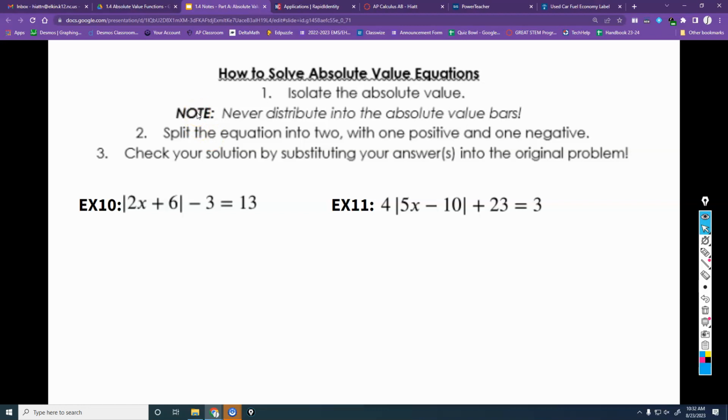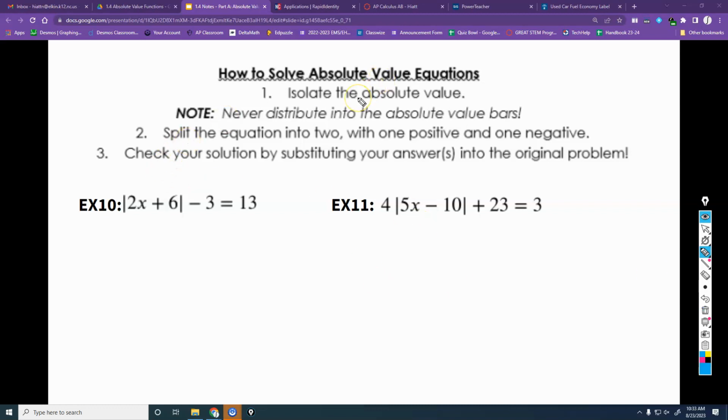Never distribute into the absolute value bars. Somebody's going to do this. I know you will. There's somebody out there. Don't let it be you that does this. Look at example 11. Don't write this down because it's wrong. Somebody is going to try to do this, right? 20x minus 40. Some of you wanted to do that, didn't you? I would have done that. So, don't. That is not correct. Absolute value bars are not the same as parentheses. You cannot distribute.